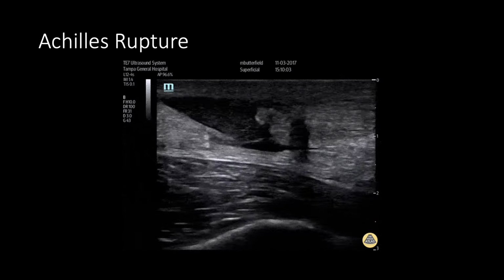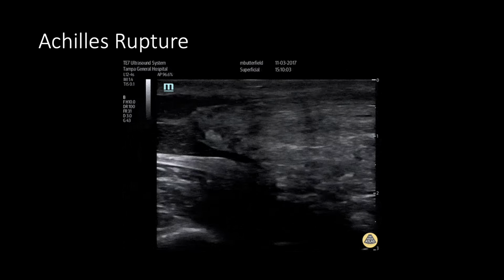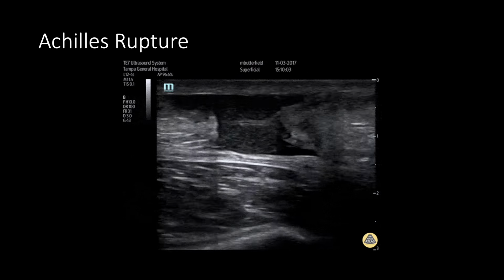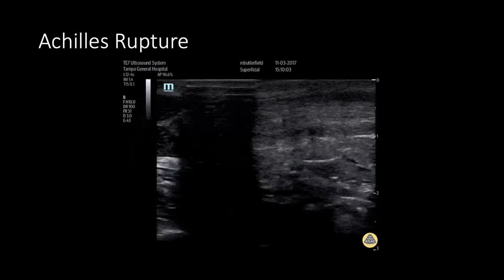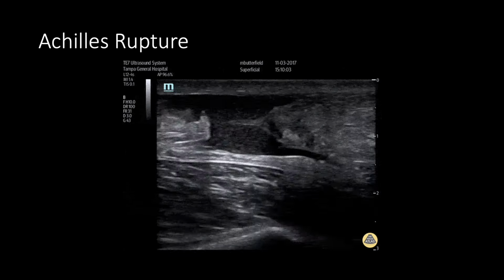I've never seen one of these myself on ultrasound. I've diagnosed it once in clinic, or I think once when I was in medical school, actually. But it is something that's not subtle on your physical exam, and certainly not on ultrasound.